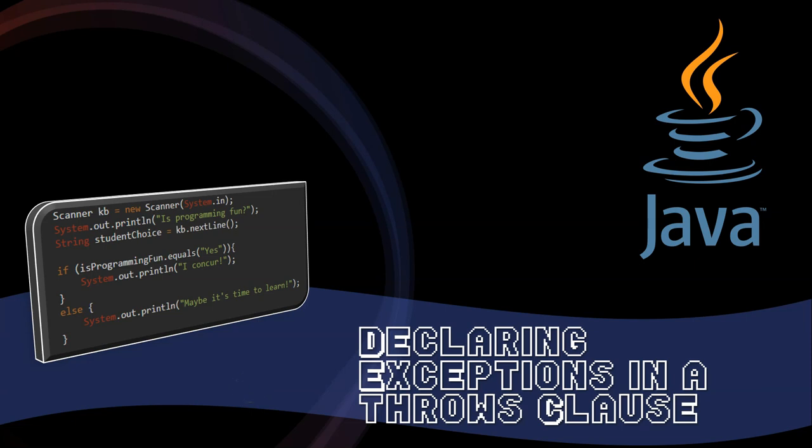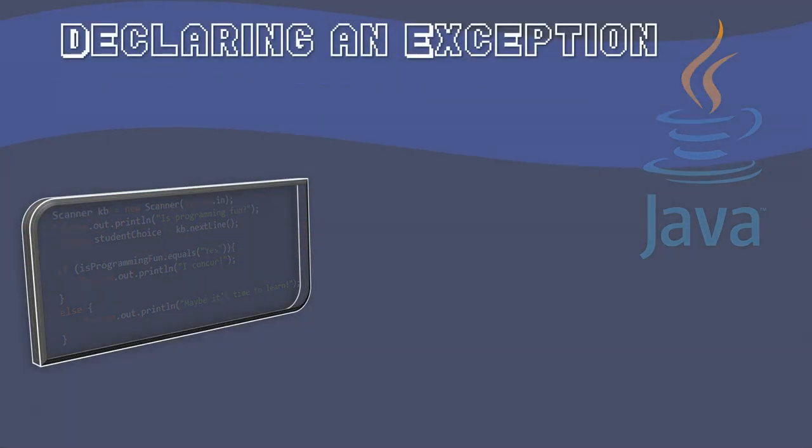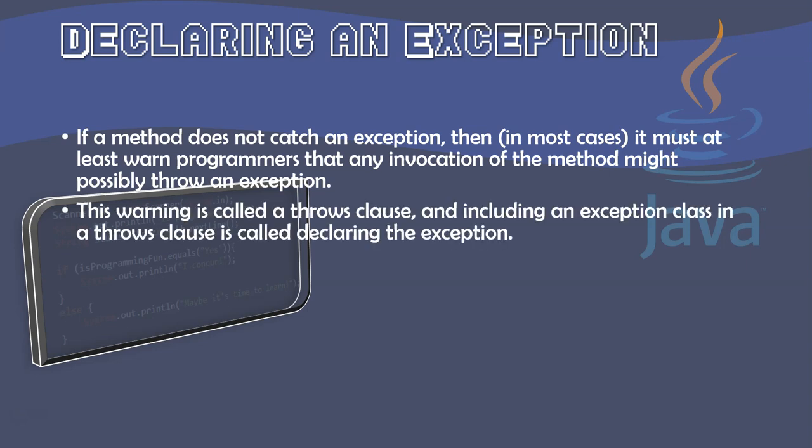And welcome back. As we continue to look at how to handle these exceptions, we're going to focus on declaring those exceptions within what is known as a throws clause. So when we start looking at declaring our exceptions, if a method does not catch an exception, then in most cases it must at least warn programmers that an invocation might possibly throw an exception.